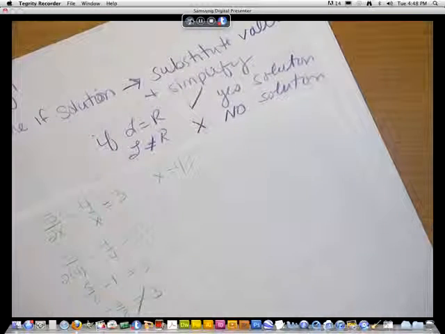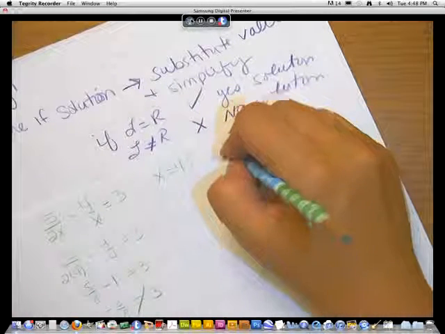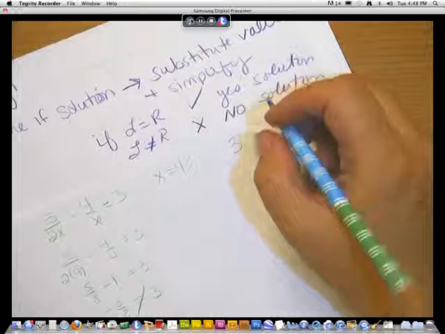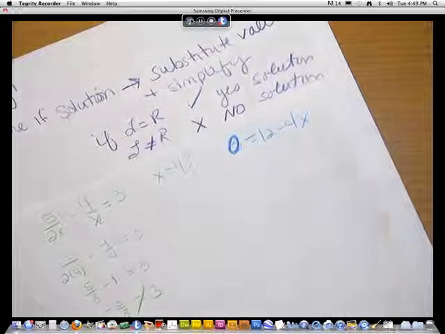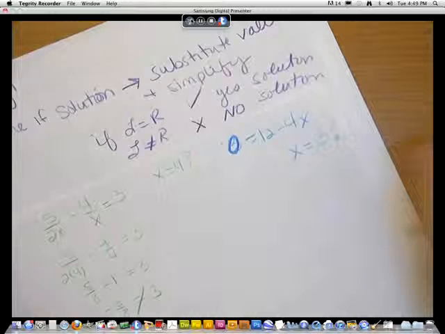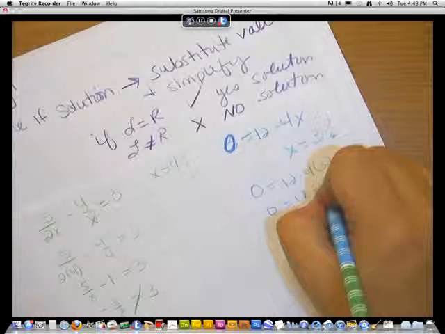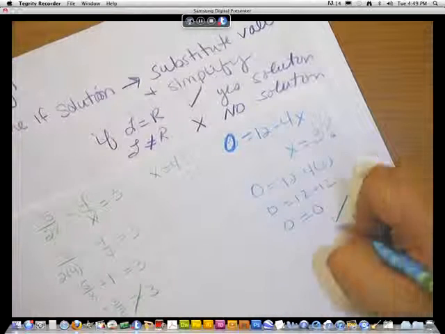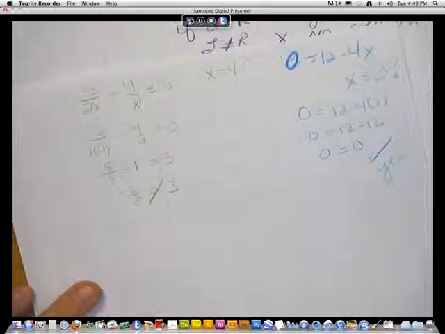All right, let's try a different one. 0 equals 12 minus 4x, where x is 3. So we're going to get 0 is 12 minus 4 times 3. 0 is 12 minus 12, so 0 is 0. Yes. Determine if something's a solution. Substitute. Either the left equals the right or it doesn't. Yes solution, no solution.